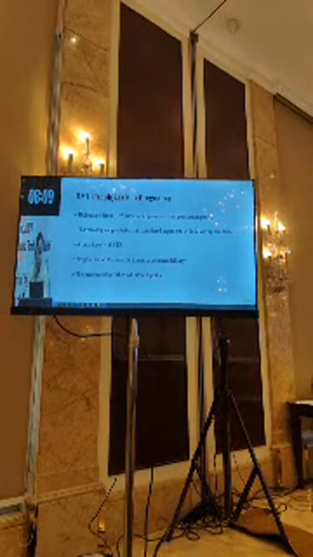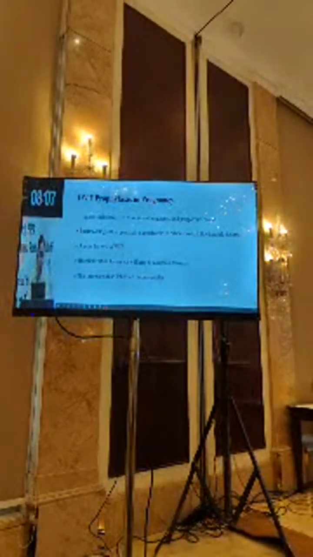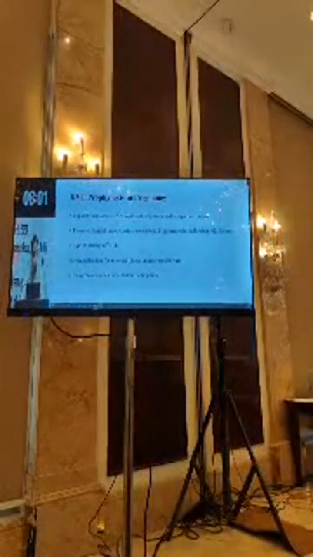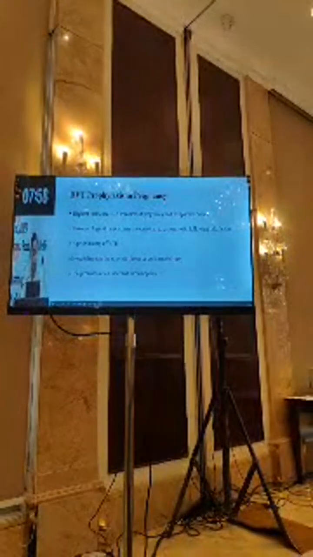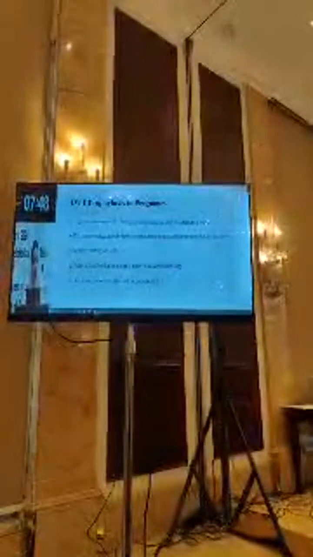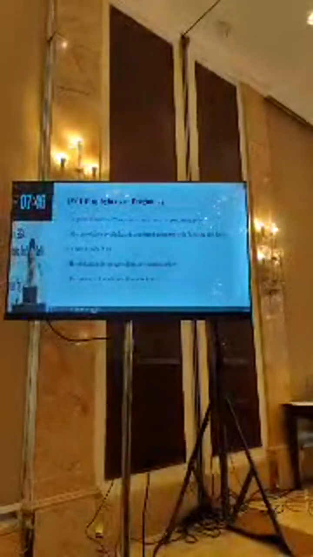Moving on to DVT prophylaxis in pregnancy. The highest incidence of DVT is seen in the third trimester of pregnancy and in the postpartum period. Pharmacological prophylaxis is considered in patients with the following risk factors: a history of prior DVT event, hospitalization for an acute illness or planned for cesarean delivery, and presence of an inherited thrombophilia.